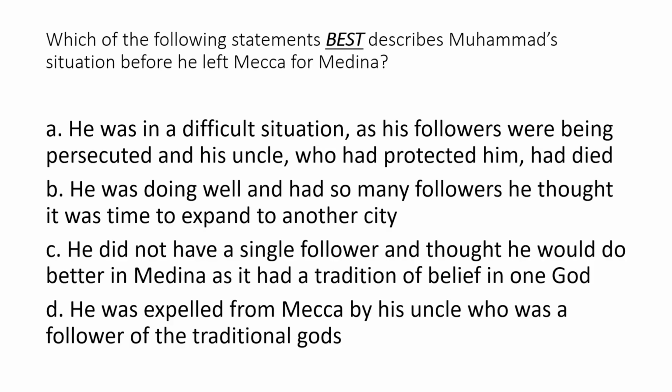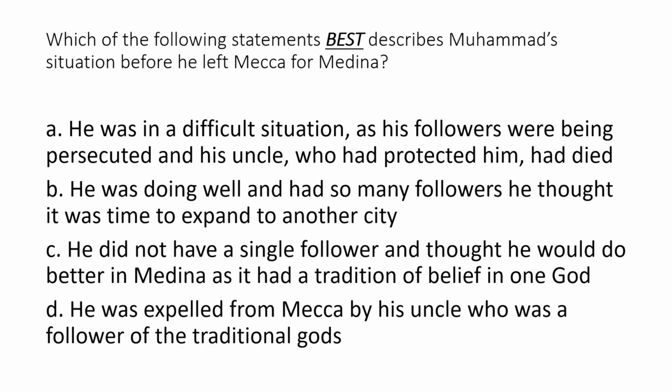A. He was in a difficult situation, as his followers were being persecuted and his uncle who had protected him had died. B. He was doing well and had so many followers, he thought it was time to expand to another city. C. He did not have a single follower and thought he would do better in Medina as it had a tradition of belief in one God. Or D. He was expelled from Mecca by his uncle, who was a follower of the traditional gods.